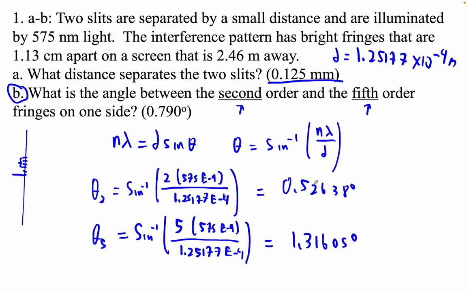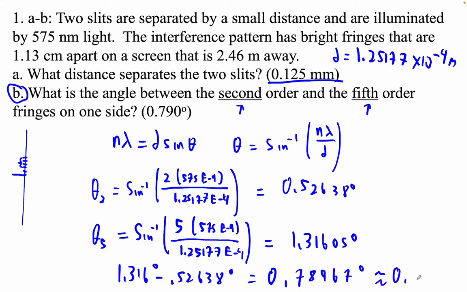And then, of course, I'm going to subtract it. So I'm going to go that minus the 0.526. And if I go 1.316 minus 0.52638, these are degrees. I get 0.78967 degrees, or about 0.790 degrees. Alrighty.